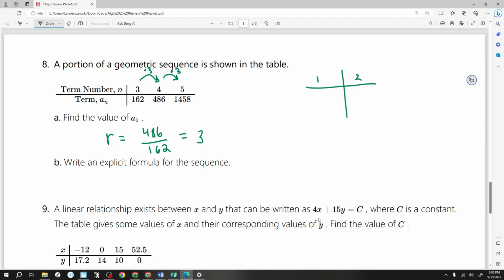To go backwards, what would I do? Divide by 3. 162 divided by 3, what is it? 54. That would be the second term. 54 divided by 3, what is it? 18. So what's the first term? 18.